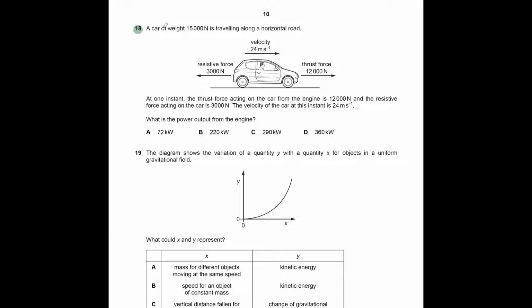Now in question 18, you have a car with 15,000 Newton traveling along a horizontal road. At one instant, the thrust force acting on the car from the engine is 12,000 Newton and the resistive force acting on the car is 3,000 Newton. The velocity of the car at this instant is 24 meters per second. What is the power output from the engine?